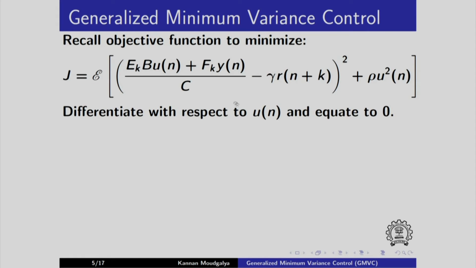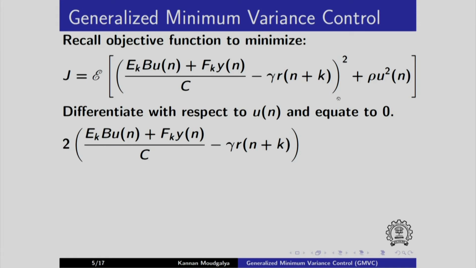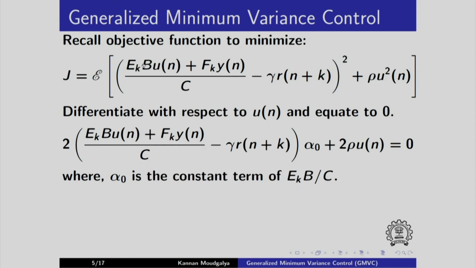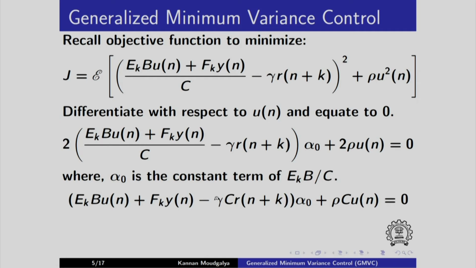We differentiate this with respect to u of n. We need to minimize this by suitably choosing u. So we differentiate with respect to u and equate it to 0. We get twice of this term times the derivative of this term involving u of n. So we write it as alpha naught, and for this, 2 times rho u of n equals 0, and alpha naught is the constant term of EKB by C. So when I substitute, I get this expression.